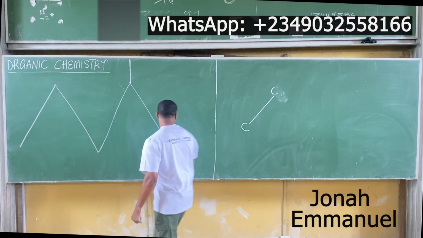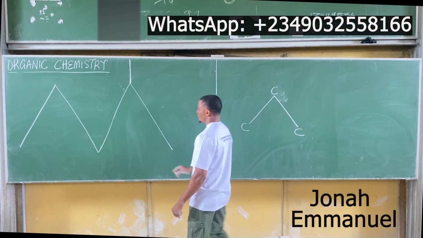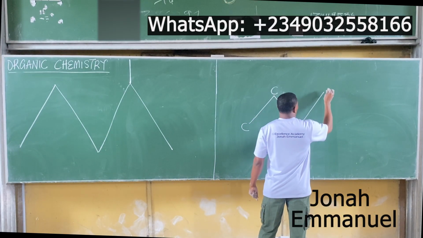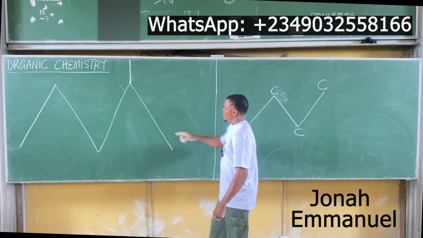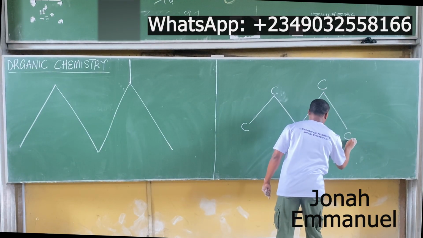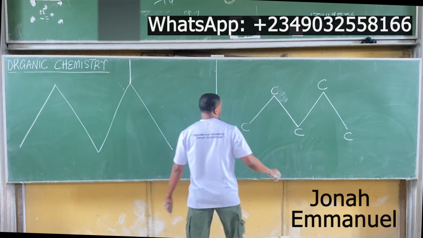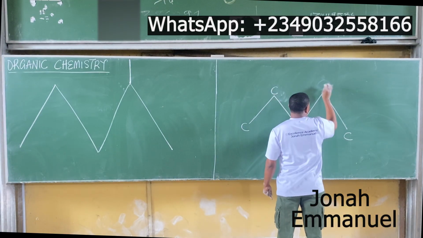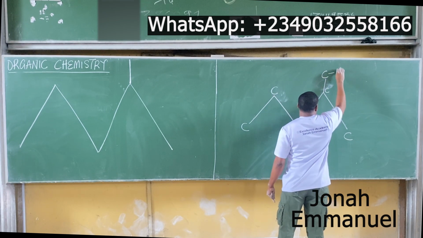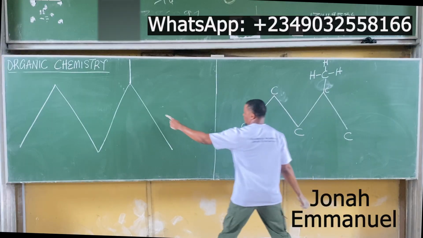Coming down to a carbon, so I have downwards to carbon. Going up again, so going upwards to carbon. Coming down again, coming down to carbon. I have a methyl group, CH3 here. So at this point here, I can take this one here, CH3, that's C1, 2, 3. That's the methyl group here.